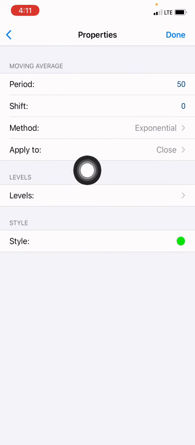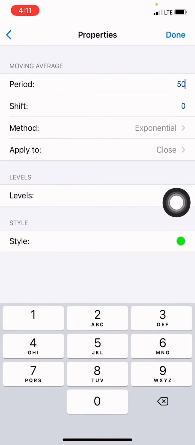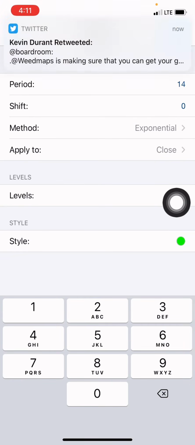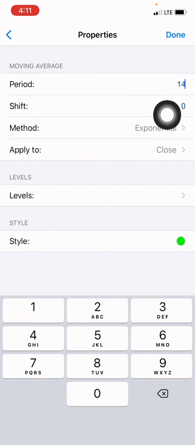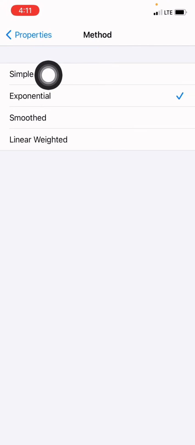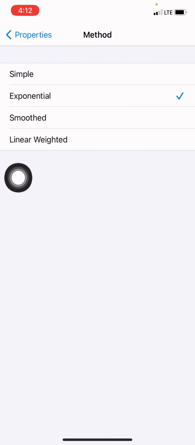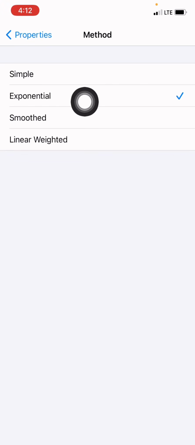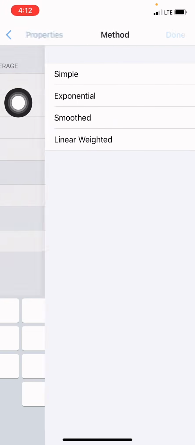On the first one, it's period, so I want to choose this to 14. Then shift, I will leave it on 0. Then method: we have simple moving average, exponential moving average, smoothened moving average, and linear weighted moving average. What we want is to choose exponential moving average. The reason is that exponential moving average reacts faster to price changes. Simple moving average and exponential moving average are the same, but exponential reacts faster to price changes.